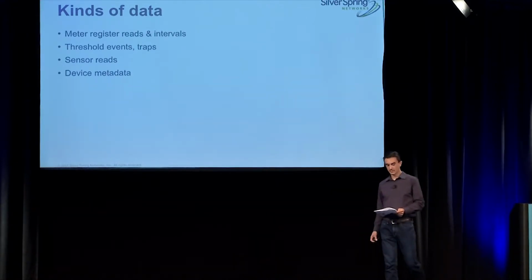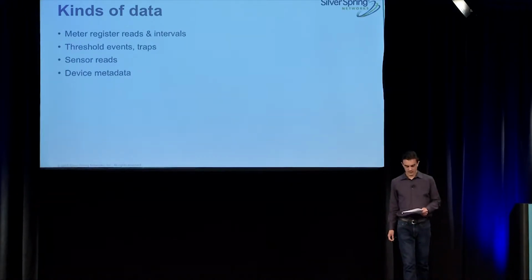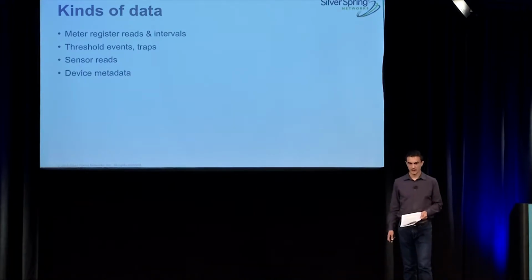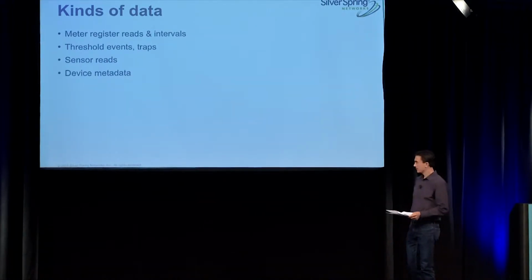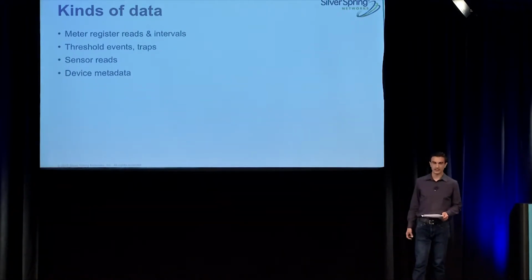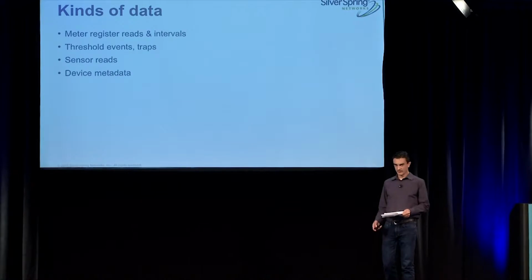We also collect threshold event data, such as voltage sags and swells, temperature-related events, and network traps. Sensor reads are another class of data that we ingest and could be as frequent as 10 seconds. Device metadata includes information like latitude and longitude, the NIC/MAC address, the device type, and network topology.